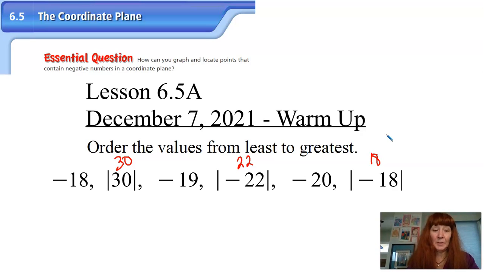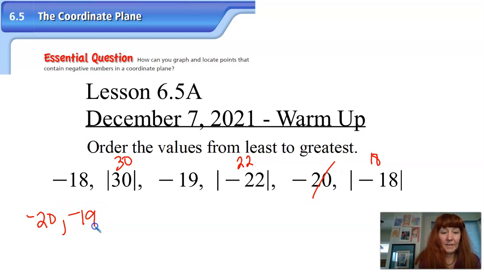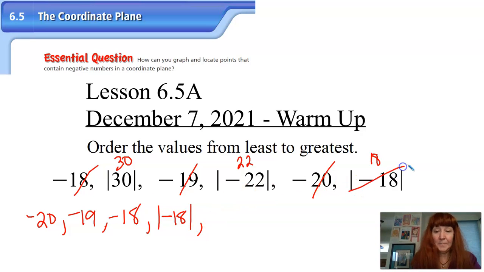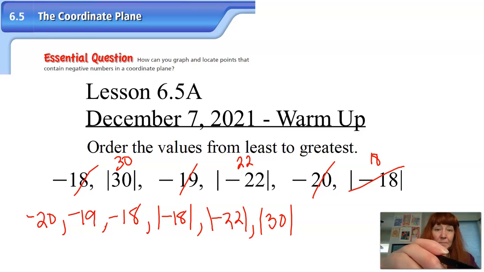Hopefully you figured out how to put those numbers in order from least to greatest. So I'm going to start with the biggest positive number, which means it is the smallest value, negative 20. Then I have negative 19. Then I have negative 18. And let's see, positive 18, but then the original value I was given was the absolute value of negative 18. And then I'm going to have the absolute value of negative 22. And then the last one is the absolute value of 30. Okay, just a little warm up for you for absolute value.